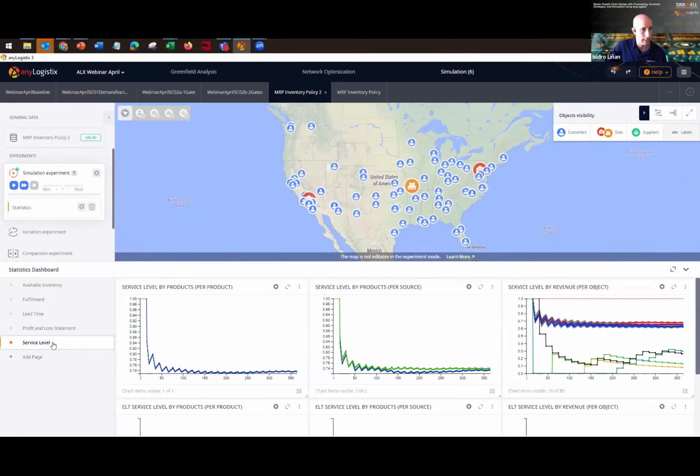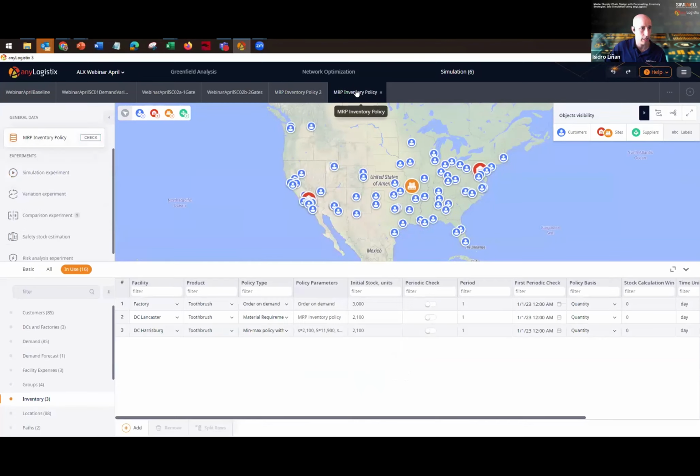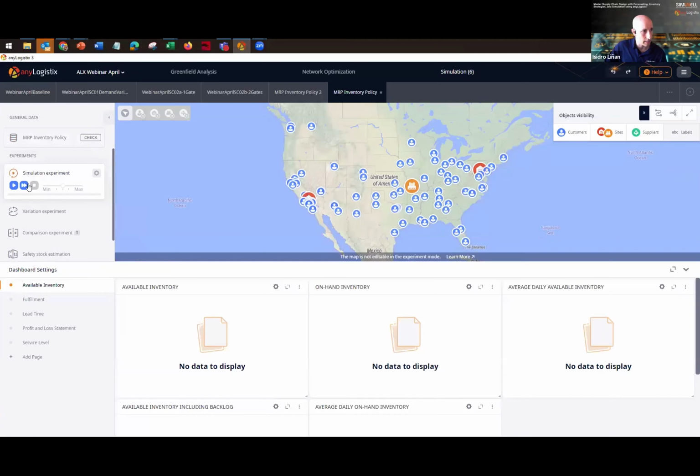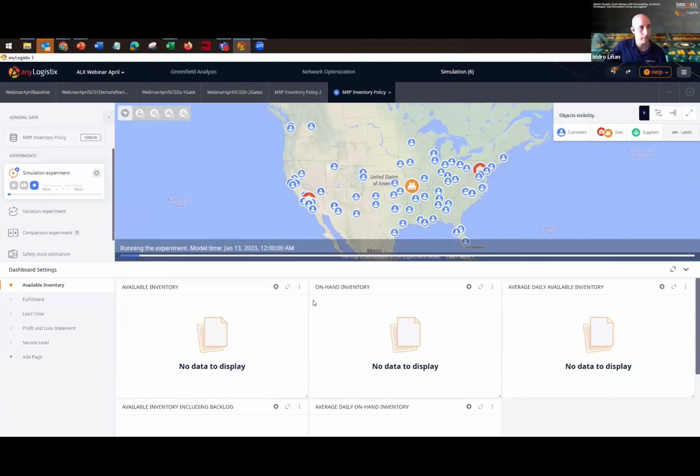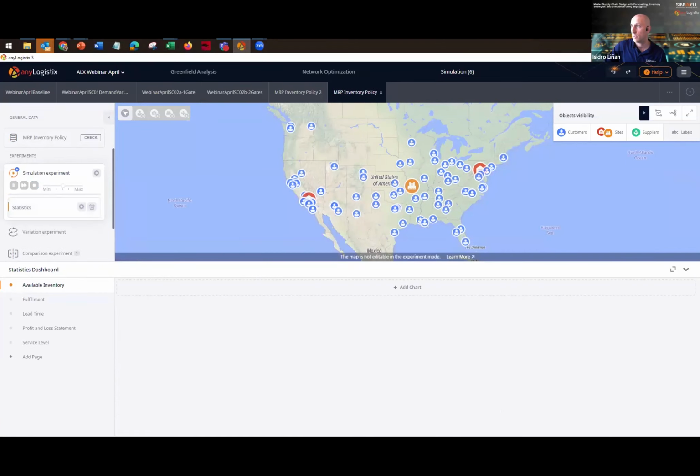Okay, we're going to see that the service level, in this case, goes really low as time moves on. This is because we have the simple min and max policy that doesn't adapt to our needs. But instead, if we use the MRP policy, in which we have introduced the forecast and we have defined the lead times and the coverage that we need, we're going to see that in this case, right here, our service level is going to improve.